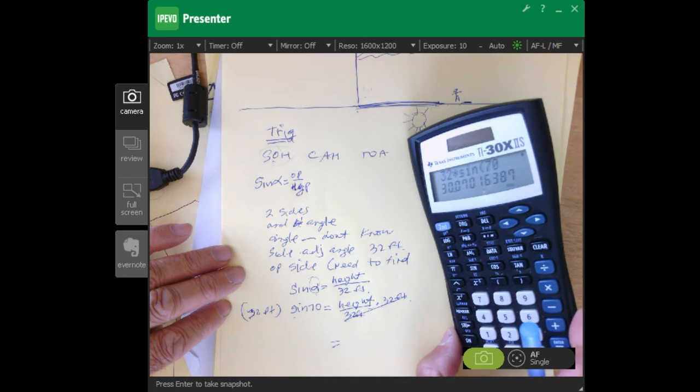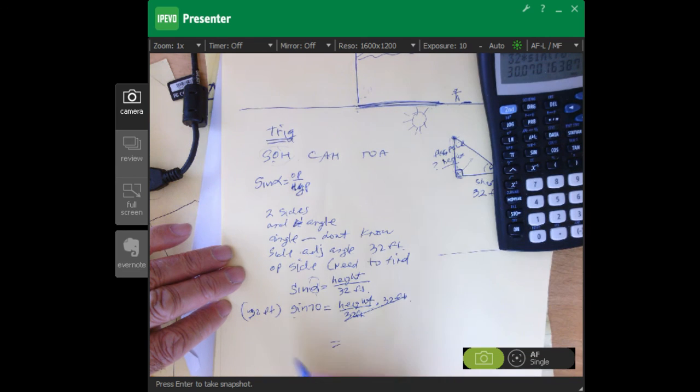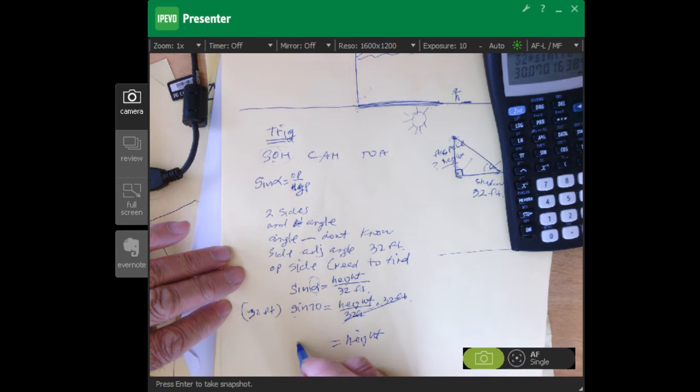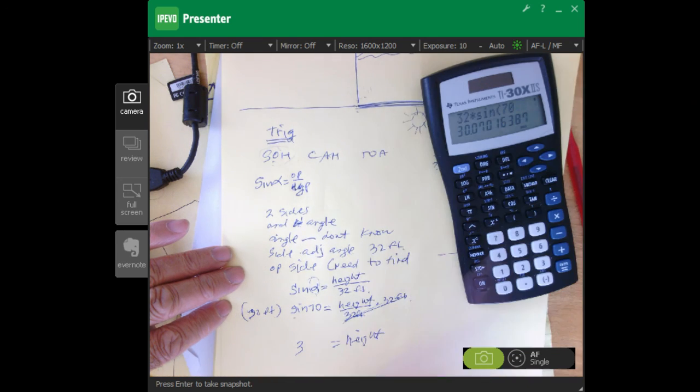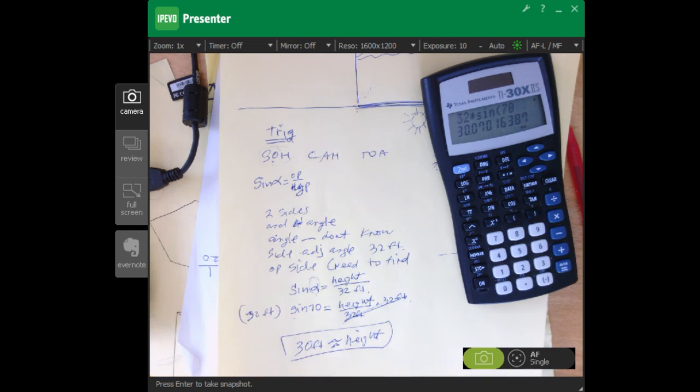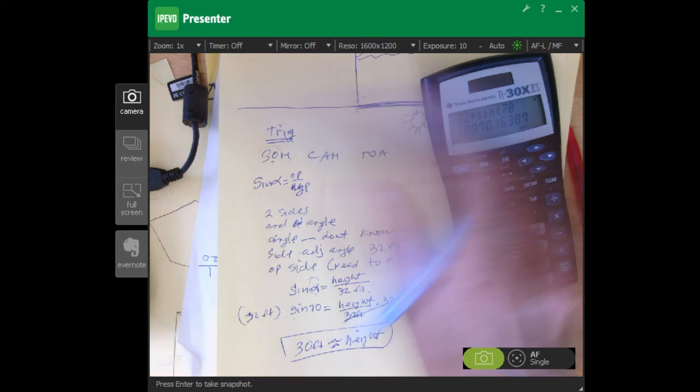So with these numbers, this will cancel, and you get the height of that flagpole equal 30.07. So we'll round that off. It's about 30 feet tall. So that's how you can measure something without having to climb all the way to the top.